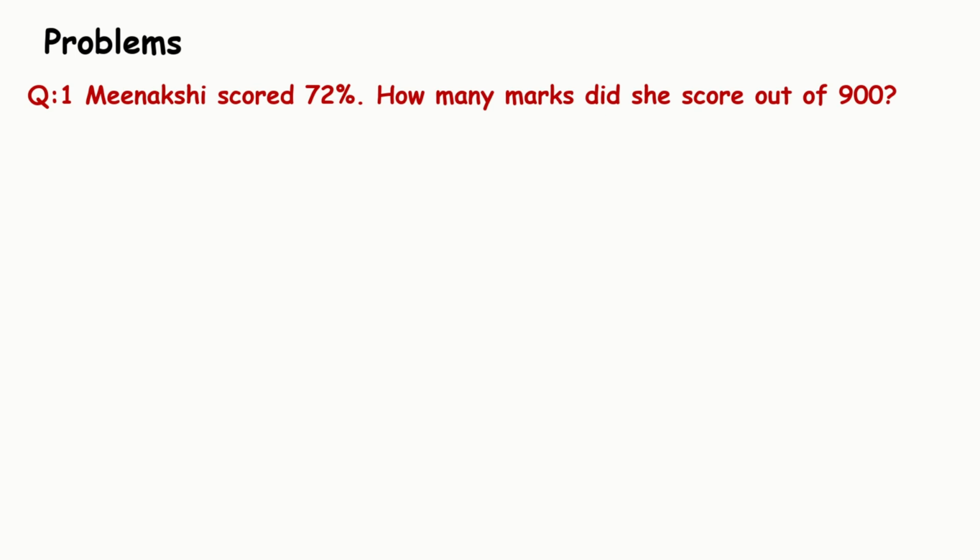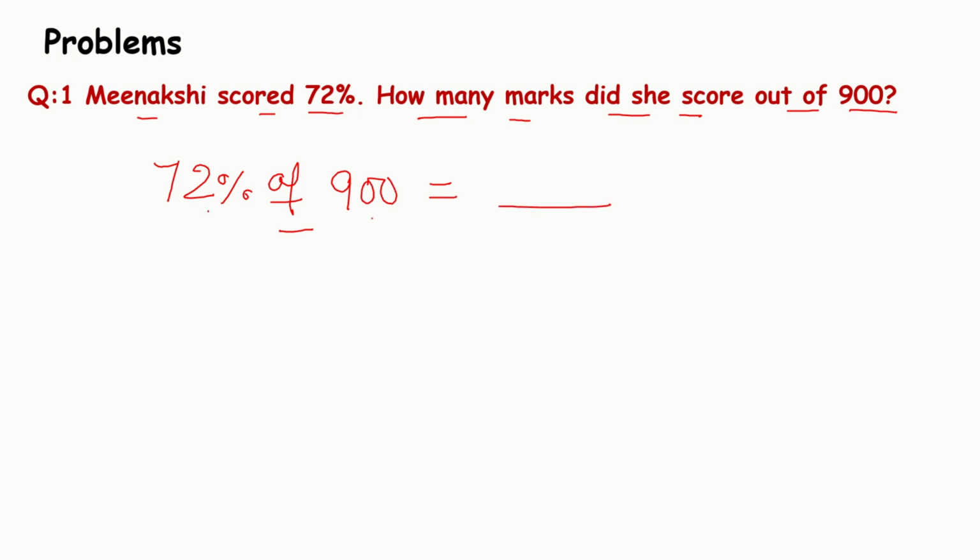So here we have our very first problem. Meenakshi scored 72%. How many marks did she score out of 900? So we have to find 72% of, and after "of" we have the value 900. I will place this 900 here, and the 72% of 900 is what we need to calculate. How are we going to solve this? The 72, this percent will be replaced by over 100. This "of" will be replaced by multiplication, and 900 will come as it is.